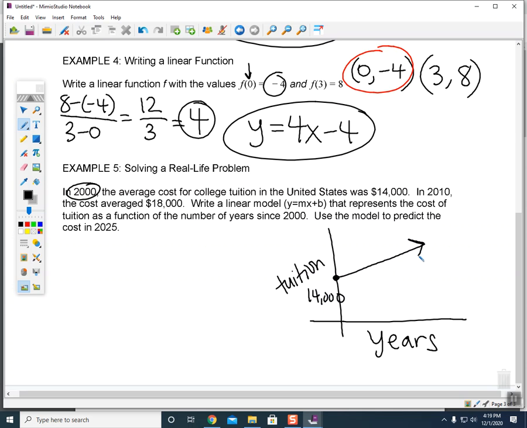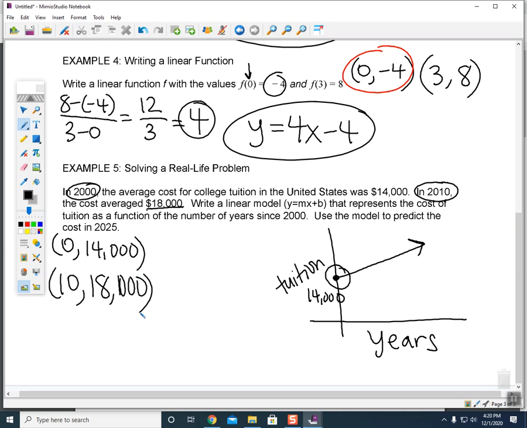So if I were to think about this as a point, right, if this is 14,000 right here, if I were to write this here as a point, it's going to be the point 0, 14,000. I'm starting at 0 because that's where my graph is starting at, right? Like that's 2000 is my initial value. It's 0. So then I'm given another point. The other point that I'm given is that in 2010, the average cost was $18,000. So I have to think about, well, if 2000 is 0, how many years have passed since 2000? Well, 10 years have passed since 2000. So my second point is 10, 18,000.